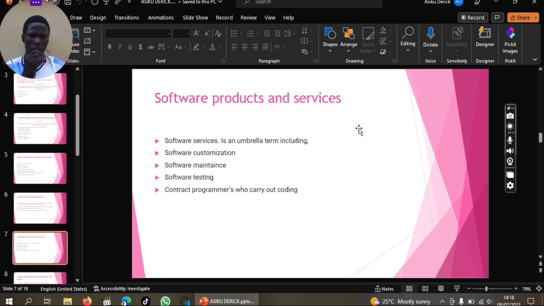Let us discuss something about software products and services in relation to software project management. Software services is an umbrella term including software customization, software maintenance, software testing, and contract programmers who carry out coding. All these are under software services.